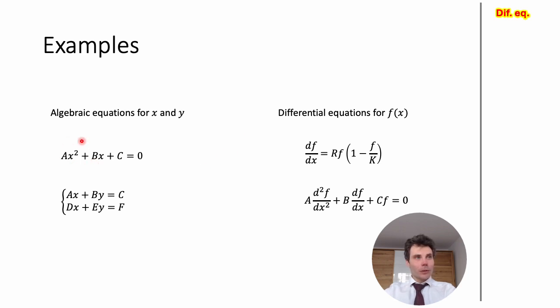This is the polynomial equation of second order with one unknown variable x and three constant parameters a, b, and c. Alternatively, here is the set of two linear algebraic equations with two unknown numbers, x and y, and with six constant known parameters a, b, c, d, e, and f.